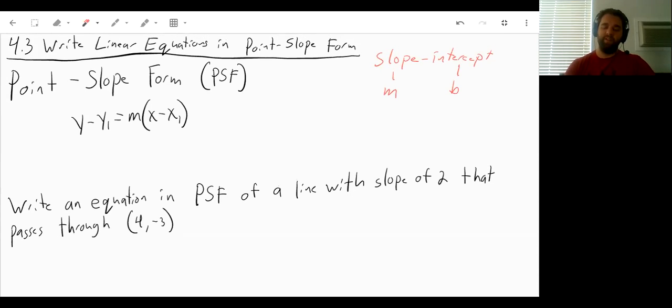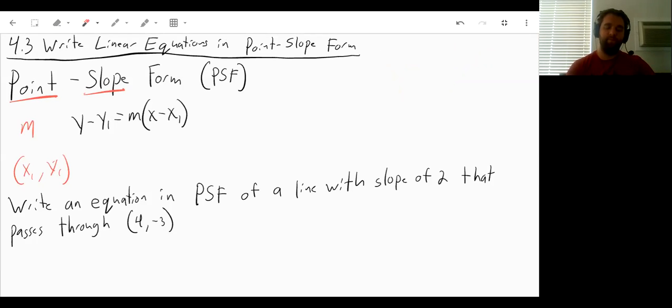If you think about it, point-slope form is also going to tell you two pieces of information. It's going to tell you a point, and it's going to tell you the slope. So this is just another way of writing an equation of a line. So what is point-slope form? Well, for point-slope form, you need to have a point, which we will call x1, y1, and you need to have the slope, which we will still call m.